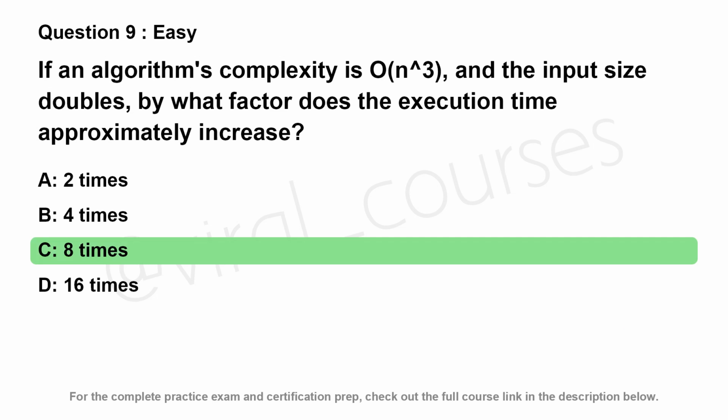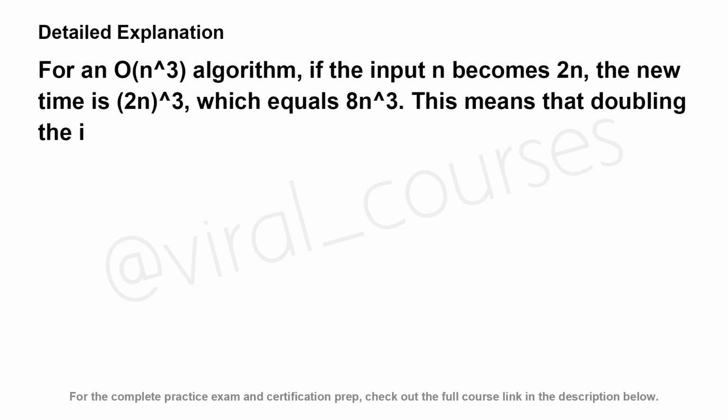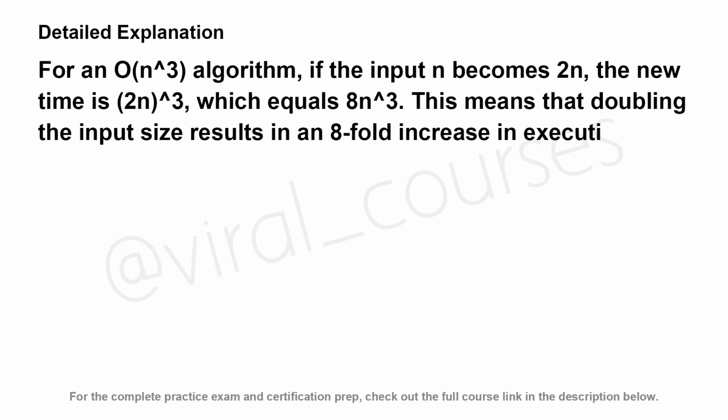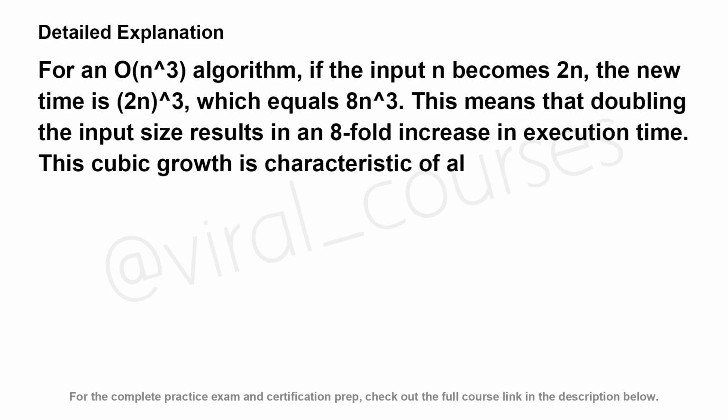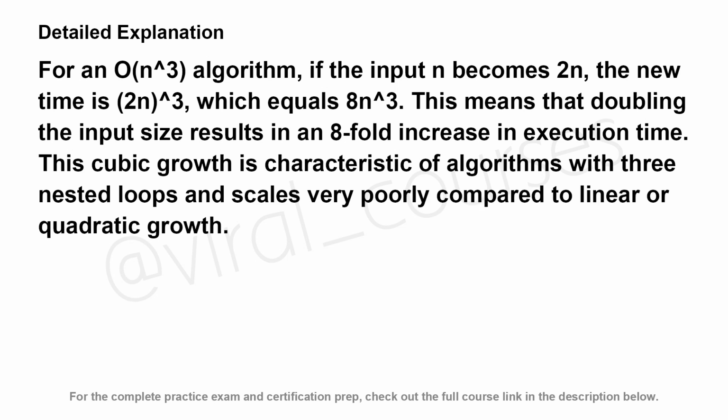The correct answer is C. For an O(n cubed) algorithm, if the input n becomes 2n, the new time is (2n) cubed, which equals 8n cubed. This means that doubling the input size results in an 8-fold increase in execution time. This cubic growth is characteristic of algorithms with 3 nested loops and scales very poorly compared to linear or quadratic growth.